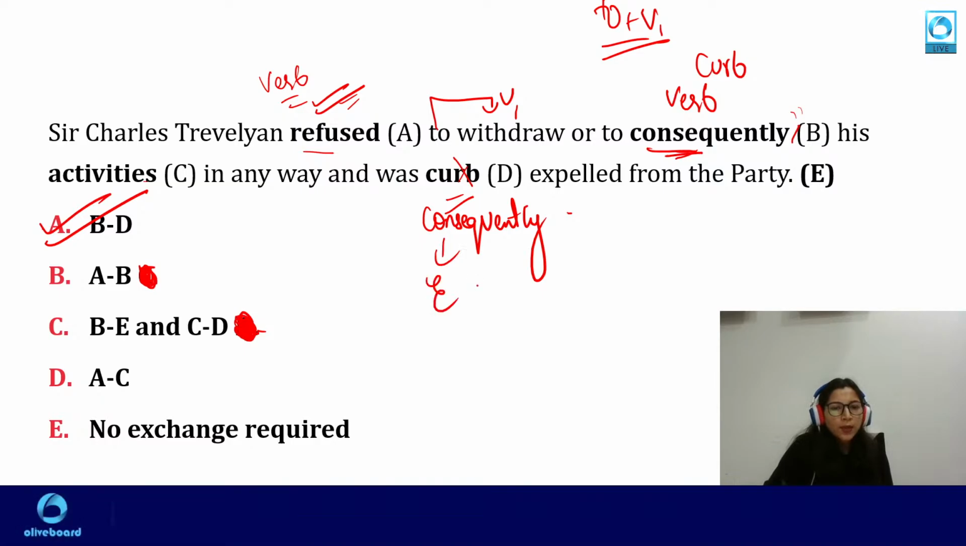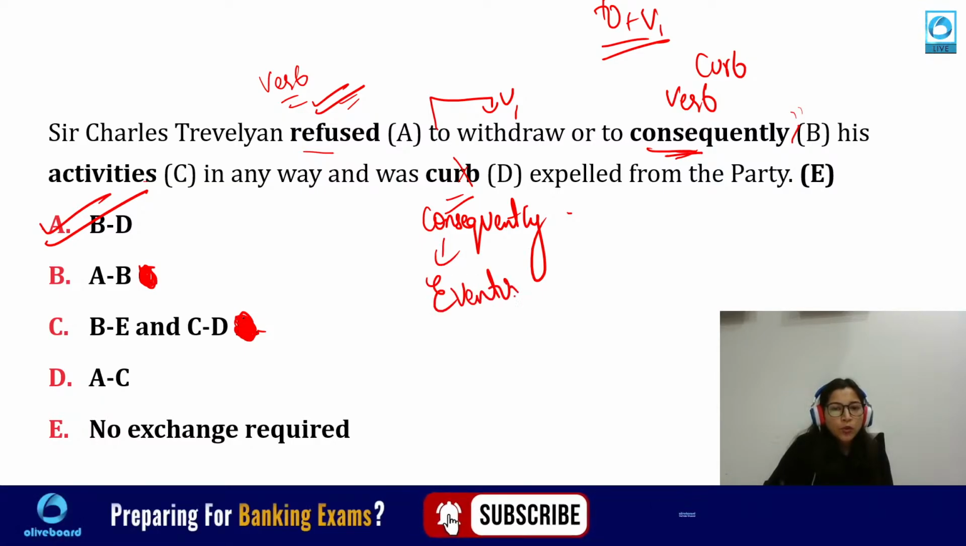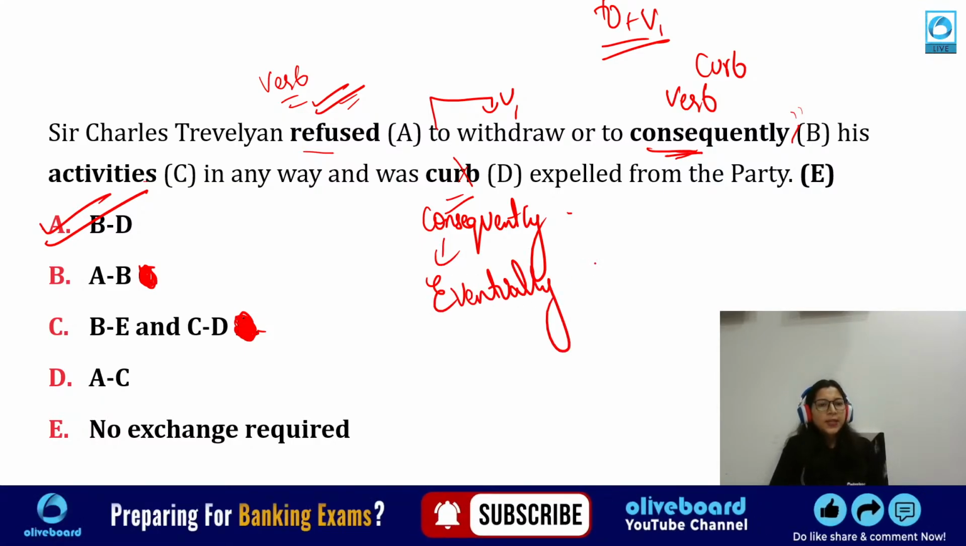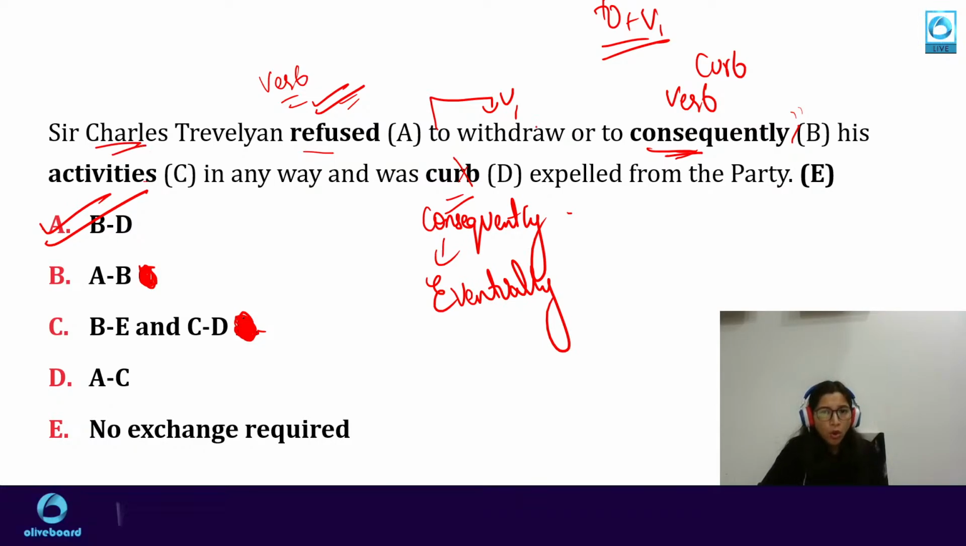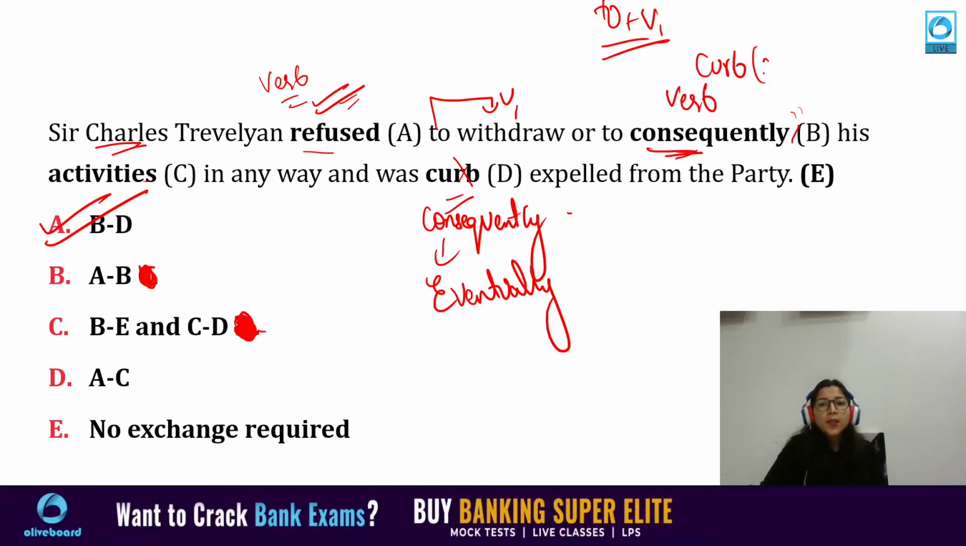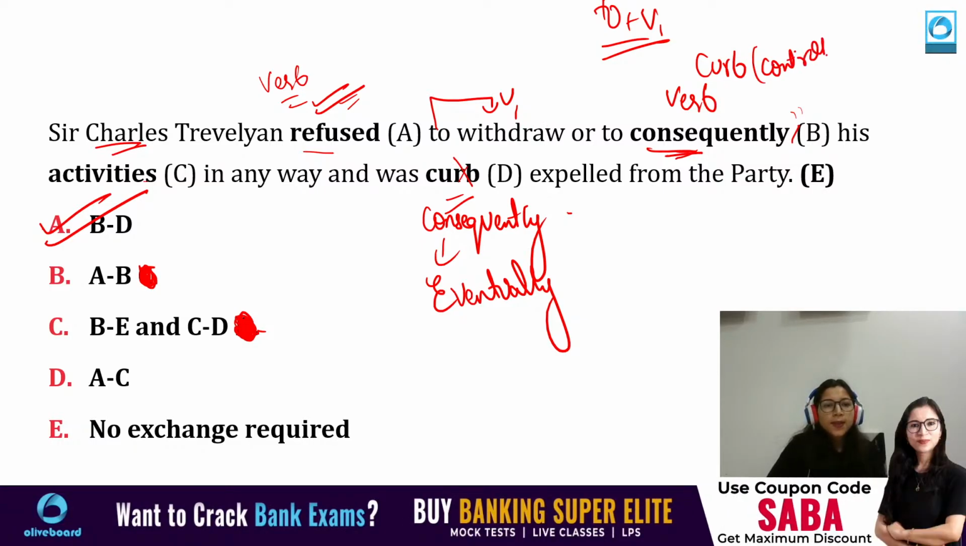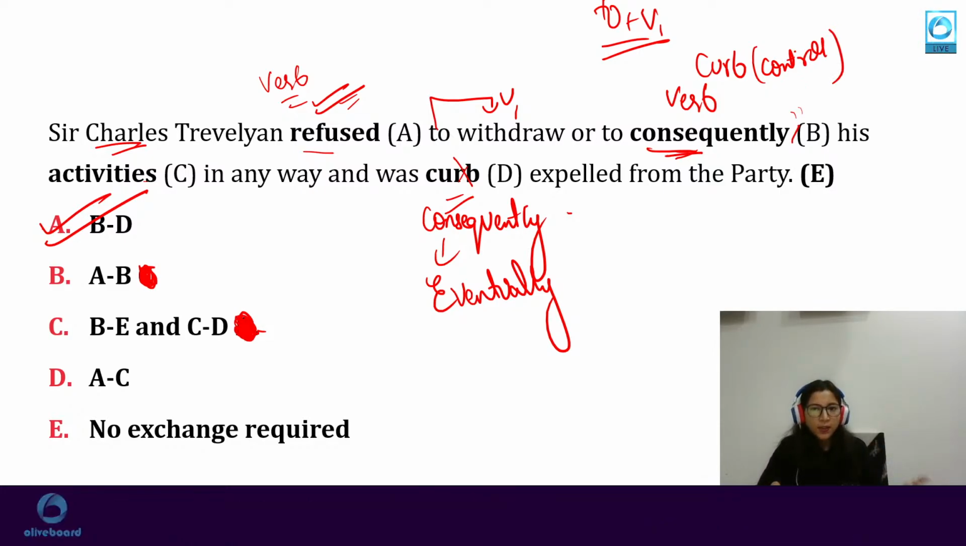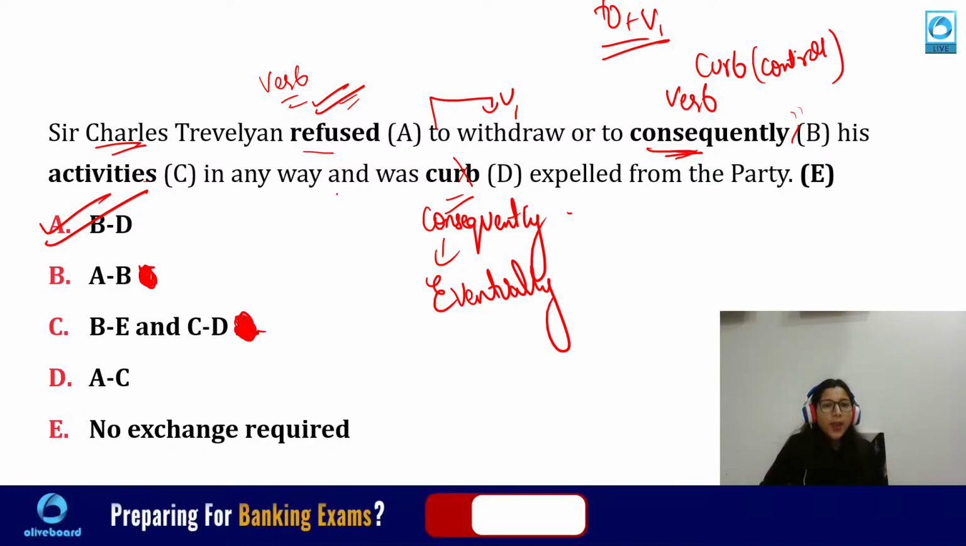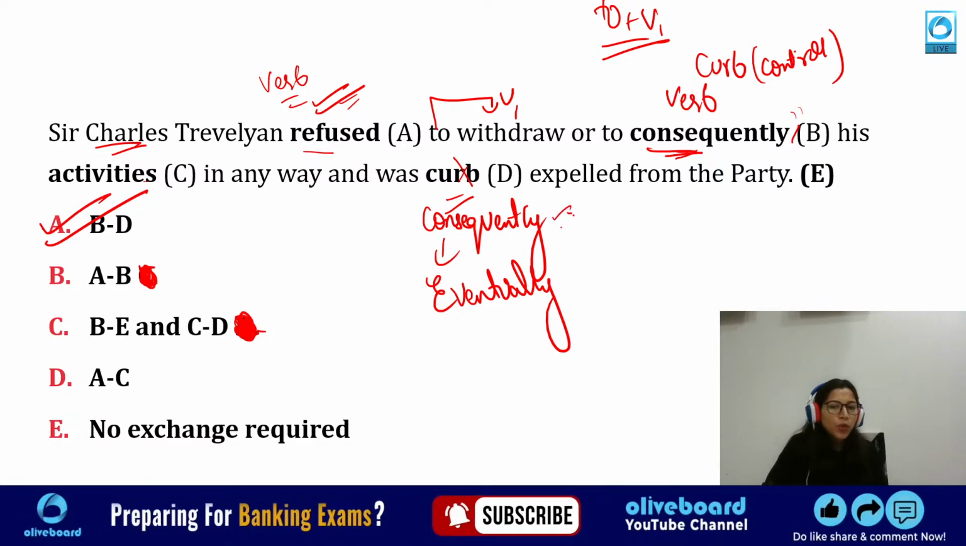Consequently means eventually. In Hindi, we call it Parinam Swarup, eventually. This person, he is a politician, he refused to withdraw or to curb. Curb means control his activities. He refused to control his activities. He refused to curb his activities. Okay. In any way, and was eventually or consequently expelled from the party. Understood?